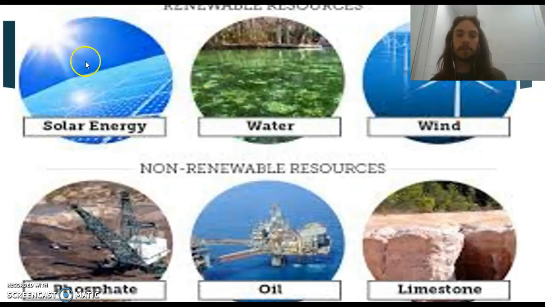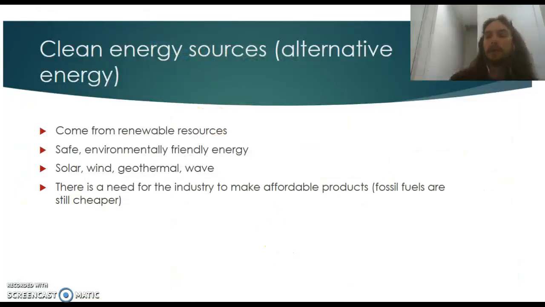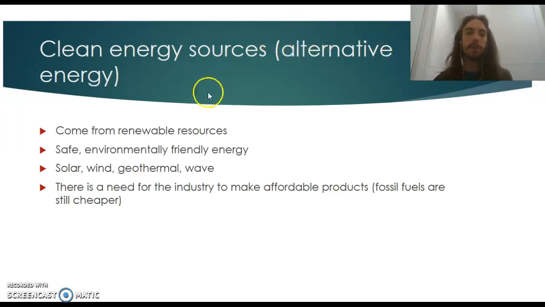So here's some renewables: solar, water, wind, that can also be turned into non-renewables. And then here's some non-renewables: phosphate, oil, limestone, natural gas, all that stuff. So we need to talk about clean energy sources if we're going to talk about renewables. These are called alternative energies. They come from renewable resources. They're safe and they're environmentally friendly energy supplies. So we're talking about solar, wind, geothermal, wave. There's a lot more, like gravity. We use gravity a lot.